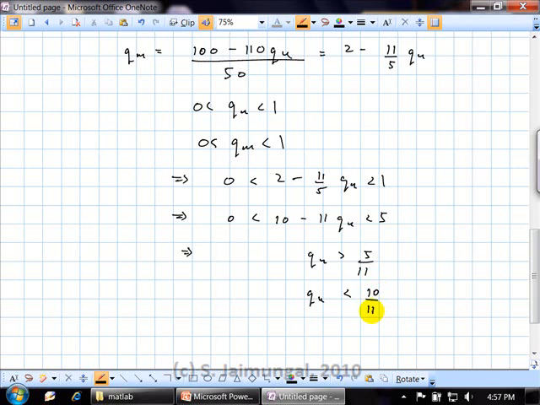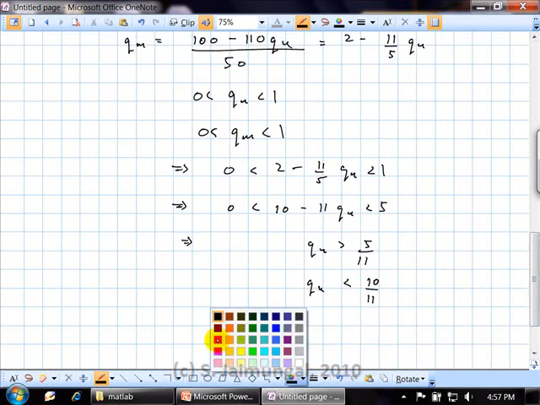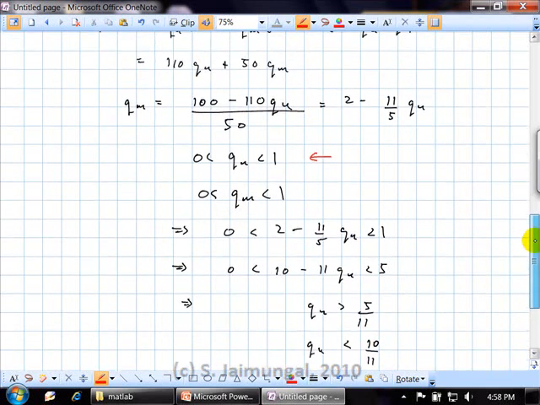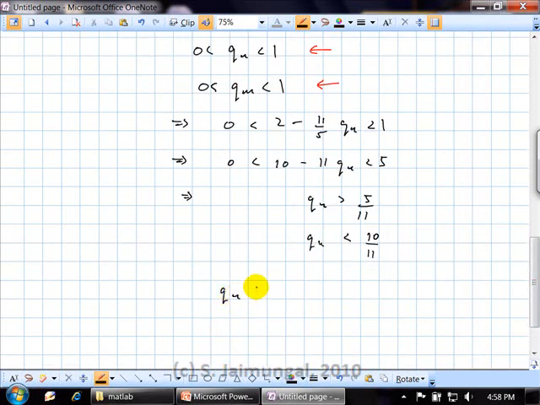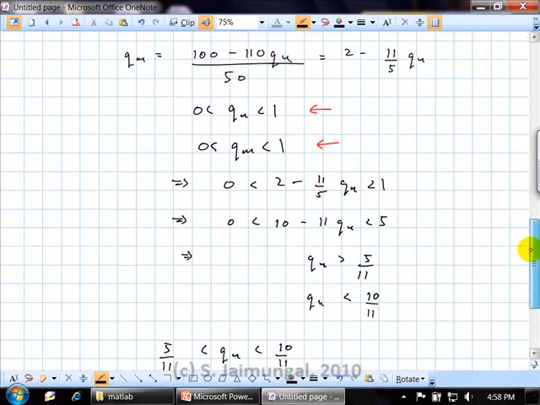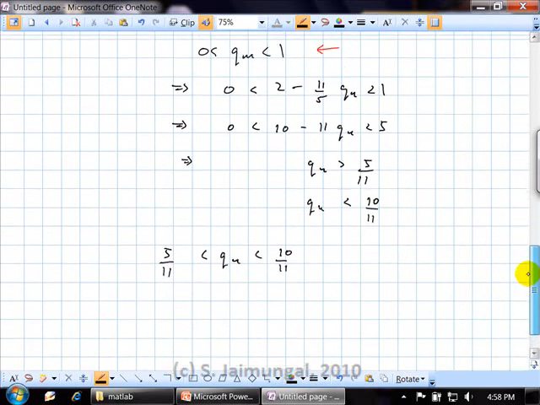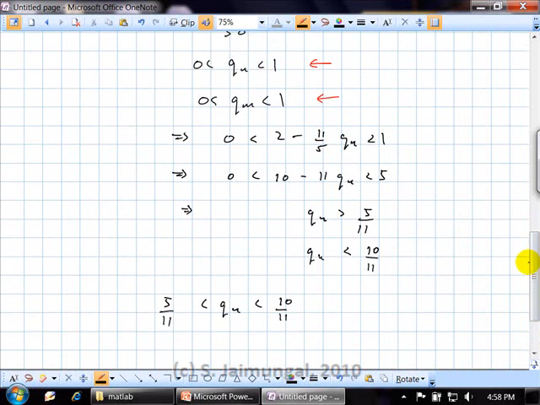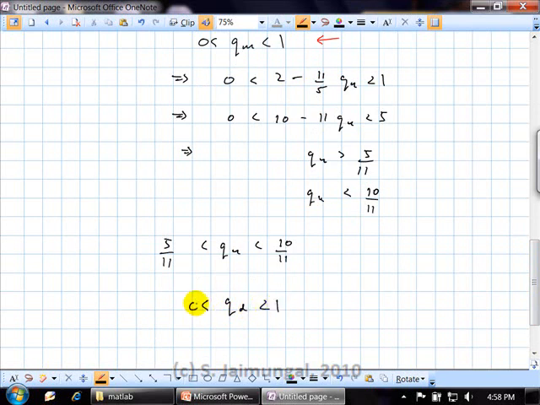So we actually found that for QU to be a probability, this is necessary, but for QM to also be a probability, we have a further constraint on QU. So we found that QU is in fact in between 5 over 11 and 10 over 11. And then you can find the range for QM. I guess QM is between 0 and 1. Are we done? One more constraint. QD also has to be between 0 and 1. So I'll leave that one out for you. You work on that. See if this imposes any further constraint on QU. It might shrink the region a little further.